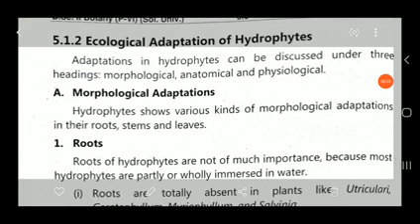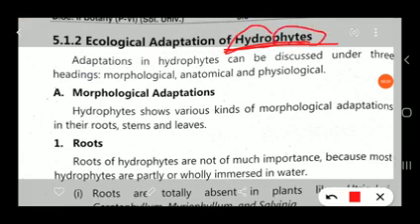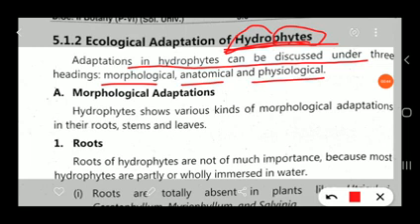First of all, you know what hydrophytes are. Hydrophytes means hydro, related to water, and phytes, related to plants. Adaptations in hydrophytes can be discussed under three headings: morphological, anatomical and physiological. Hydrophytes are those plants which live in the water or on the water. Therefore, they have some adaptations according to the environmental condition, that is, water.